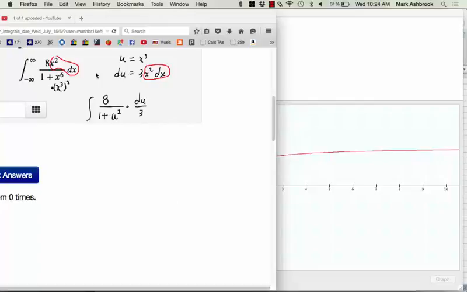And so as x goes to negative infinity, what does u do? If u equals x cubed, it also goes to negative infinity, right? And as x goes to positive infinity, what does u do? Positive infinity. So now we can be done with x. We can just solve this. And sure enough, we've got 1 plus u squared, which is our arctangent. So we get 8/3 tangent inverse of u. And we want the limit as a goes to infinity from the opposite of a to a.